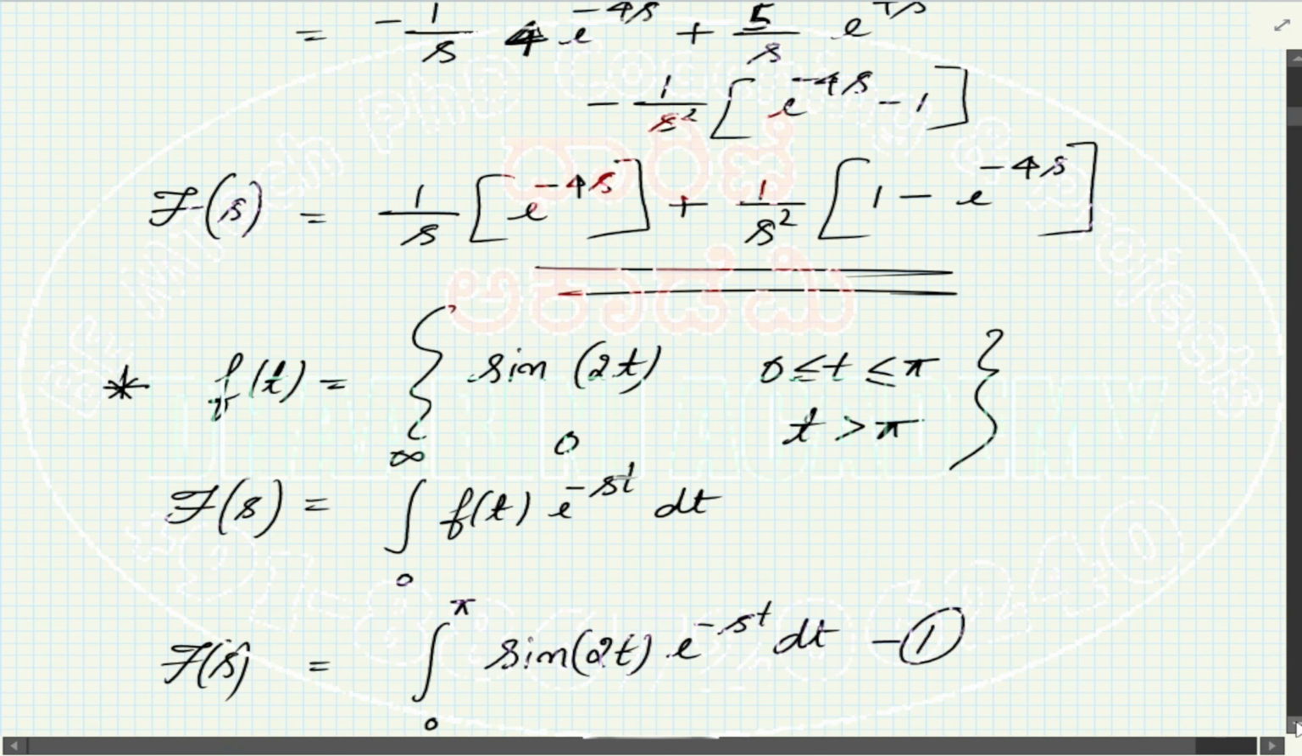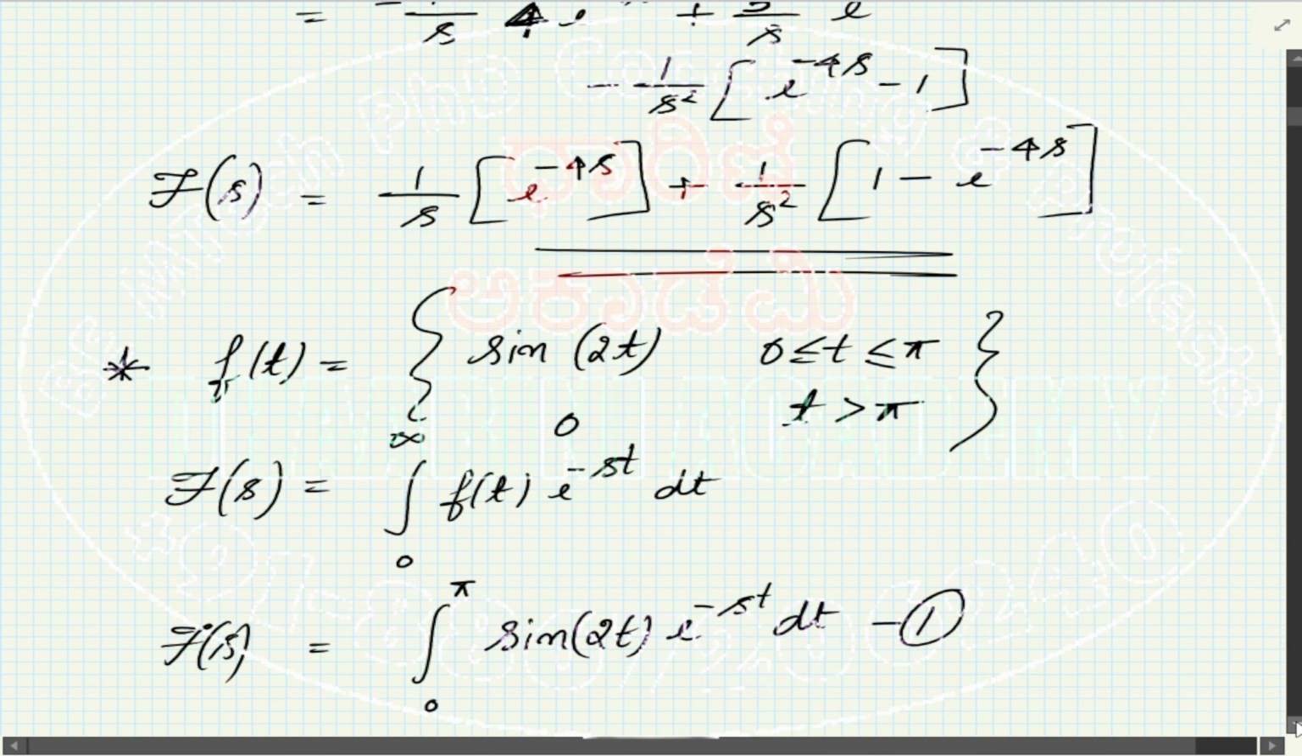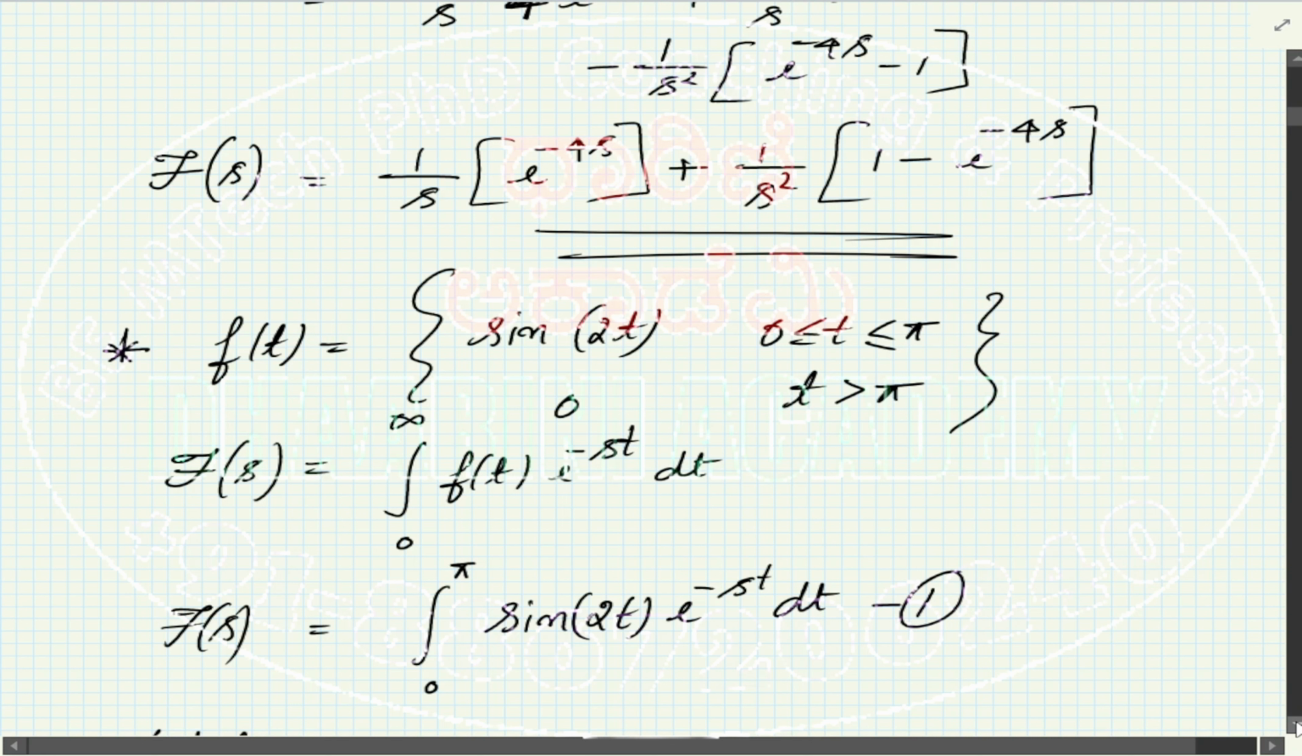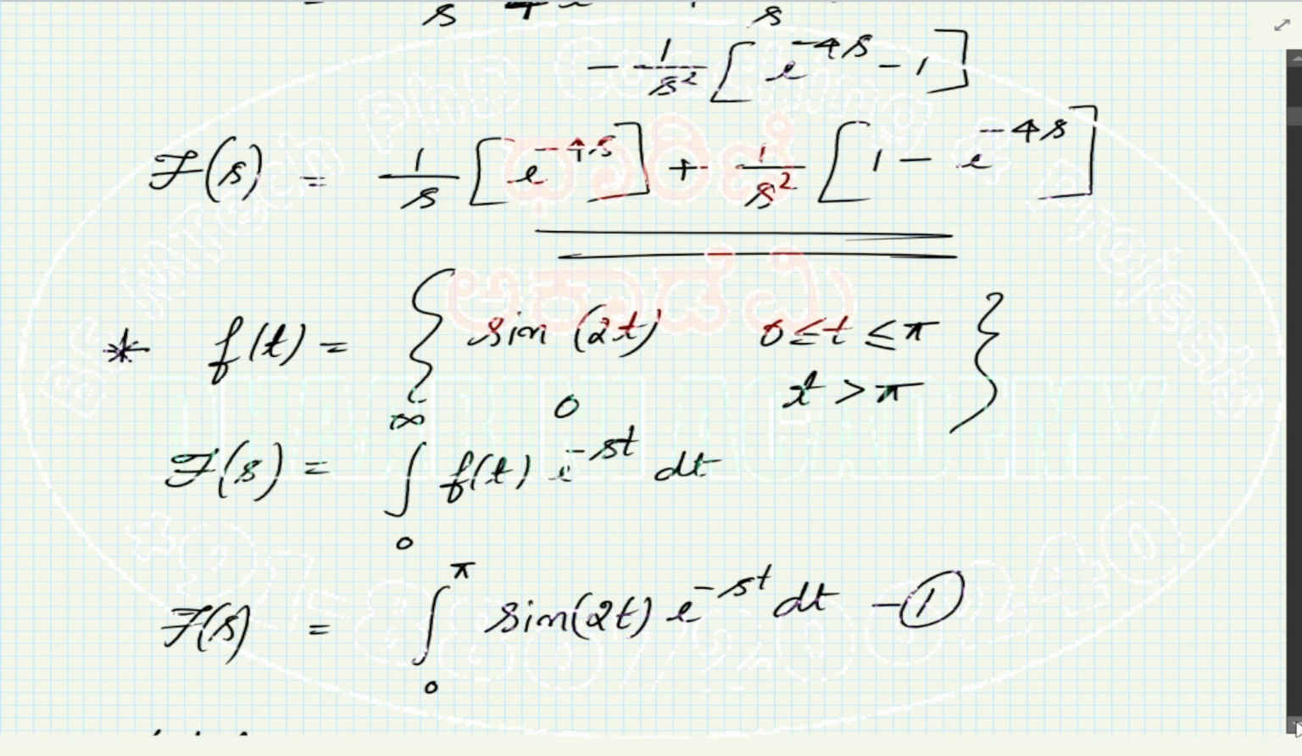Go to the next question, right? This is f of t is sine 2t whenever t is between 0 to pi. Okay, for other values it is 0. So it is like a time-limited signal, so the function is only between 0 to pi, right? So f of s is equal to integral 0 to infinity f of t e to the minus st dt. Okay, so this means I can integrate now only between 0 to pi sine of 2t e to the minus st dt.